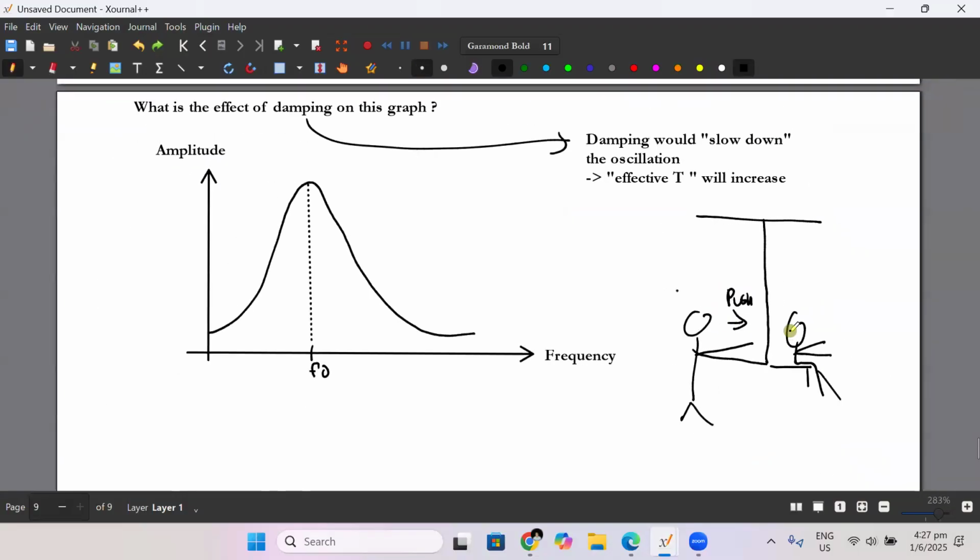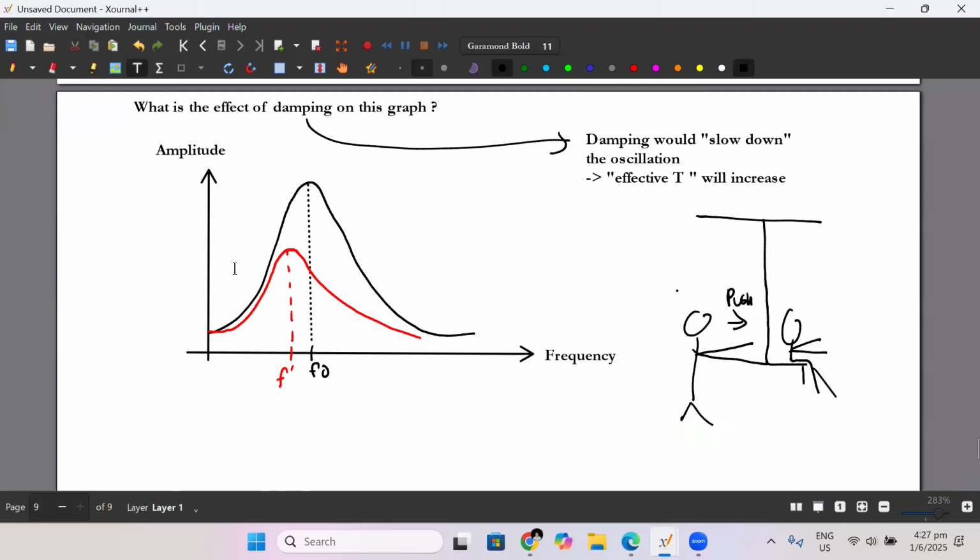So what does that mean? That means Ian should push me at a slower rate also, because he wants to match my effective period. If there's damping, I hope you agree with me that the frequency he pushes me at should decrease so that I get the maximum energy transfer. He must push me a bit slower. So then the graph will look like this. Call this F prime. And this graph shows the effect of damping.